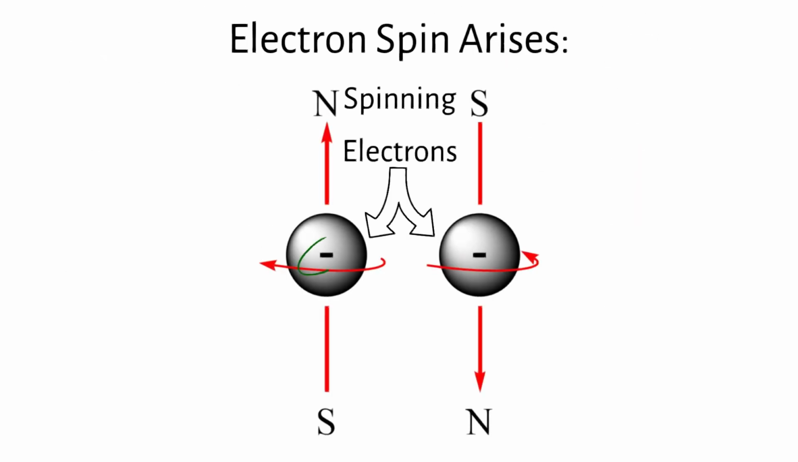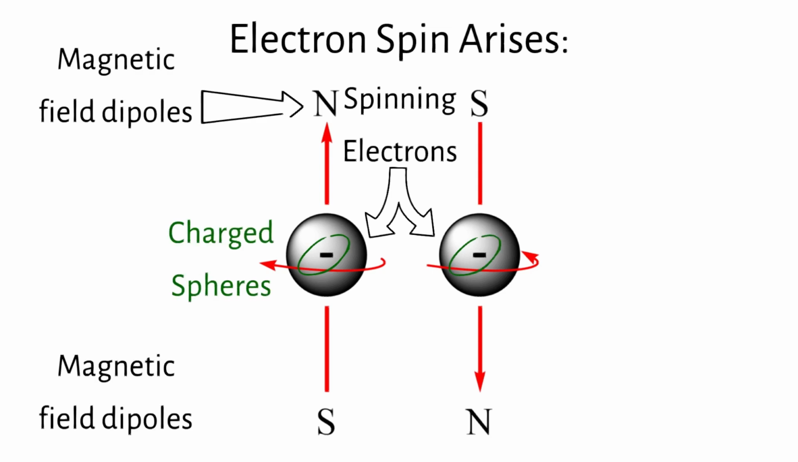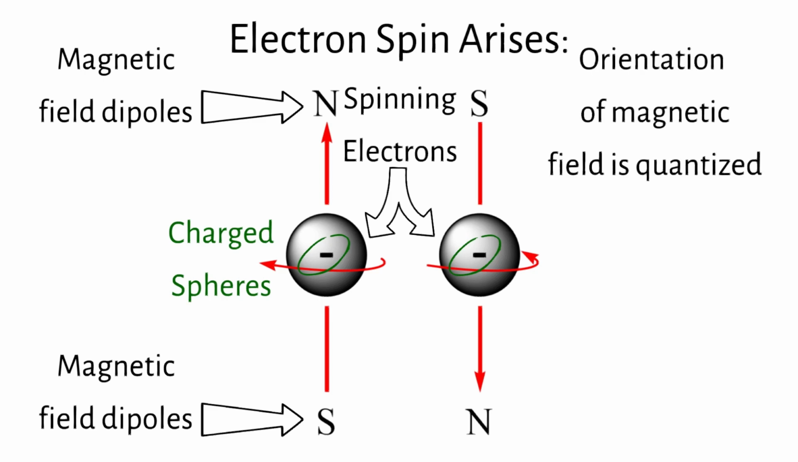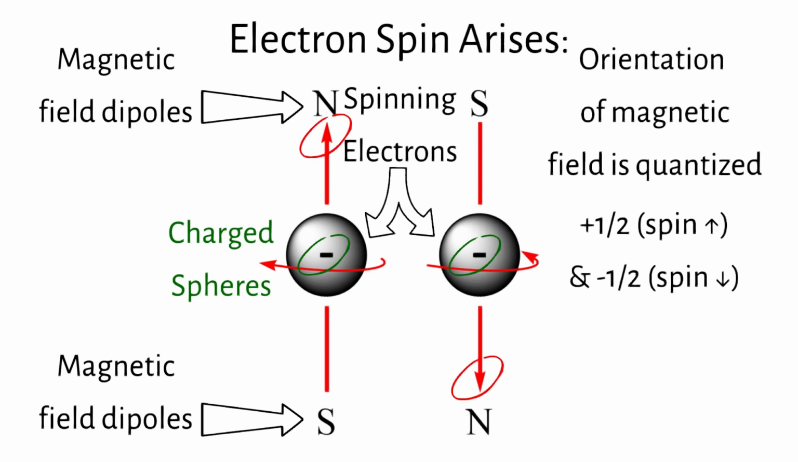This phenomenon arises because a spinning electron is like a charged sphere and generates a magnetic field dipole with distinguishable north and south poles akin to a bar magnet. The orientation of this magnetic field is quantized, existing in two opposite directions, represented by spin values of +1/2 spin up and -1/2 spin down. These orientations correspond to the two possible values of m sub s, fundamentally influencing how electrons are arranged among an atom's orbitals.